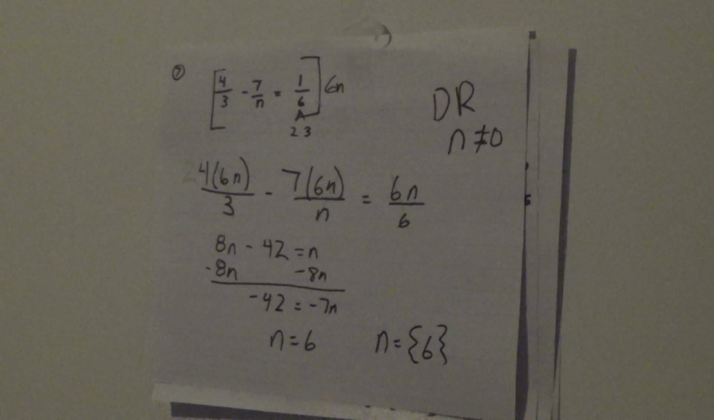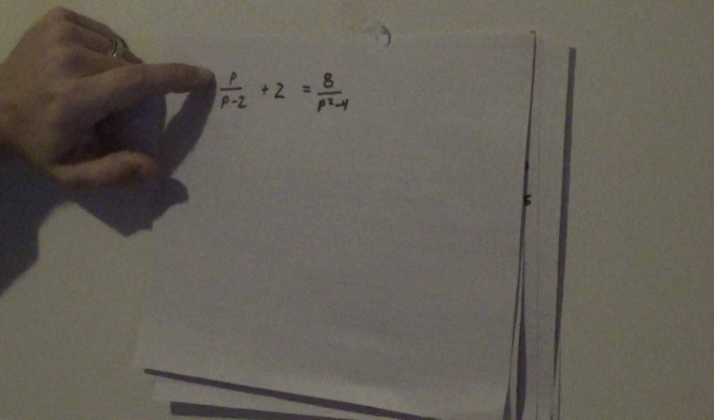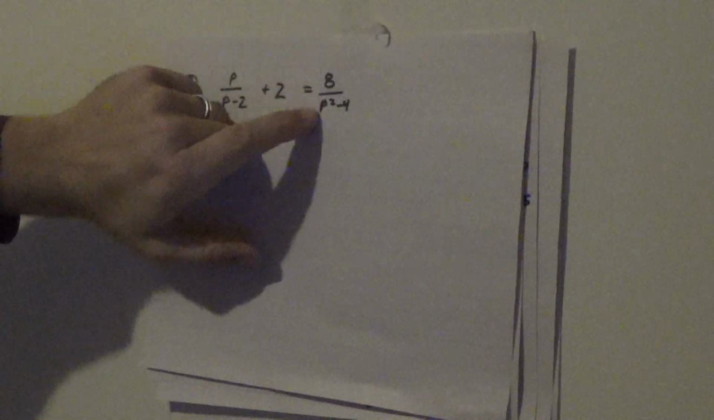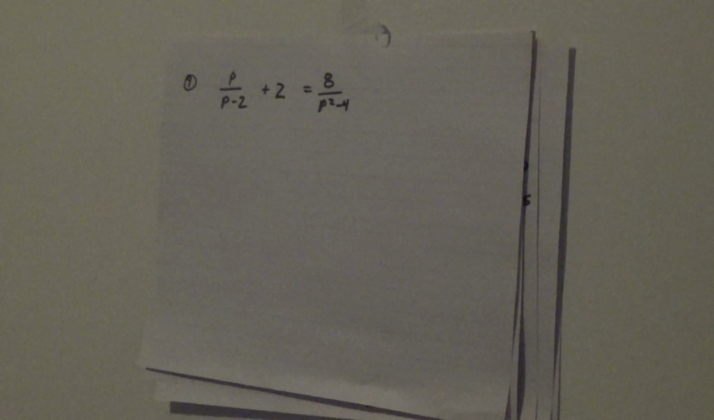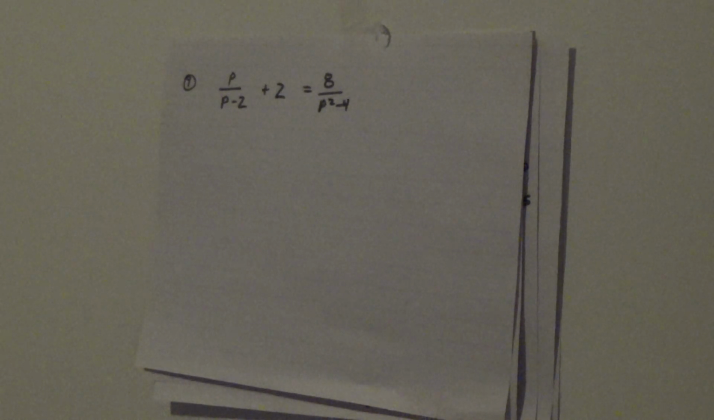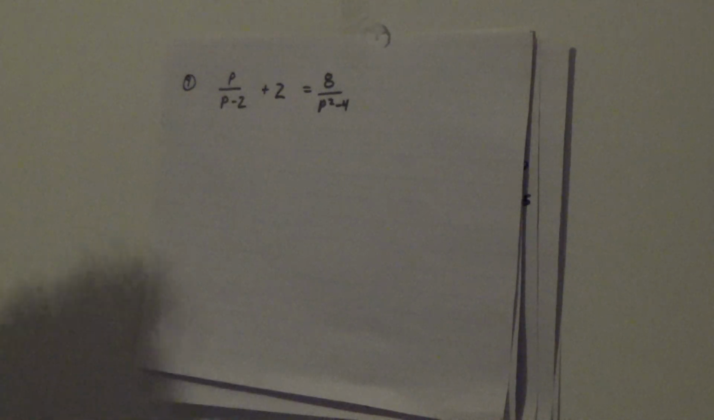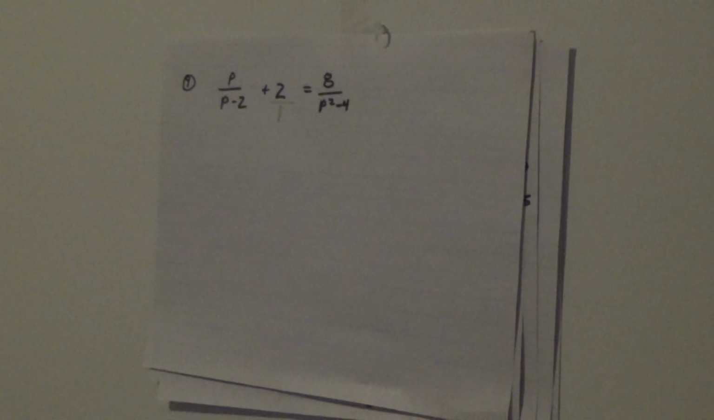We'll continue working down. Let's look at number 9. It's p divided by p minus 2 plus 2 equals 8 over p squared minus 4. Getting the least common denominator here could be a little bit tricky. But look, we can consider a few things. That number 2 is technically over 1. So 1 will be included in anything you make for a denominator.